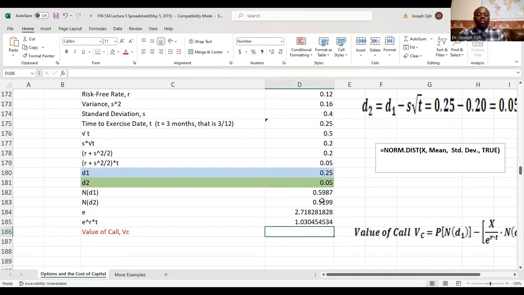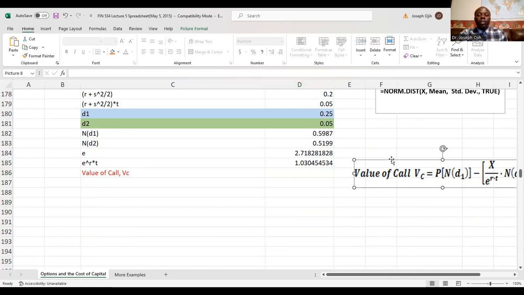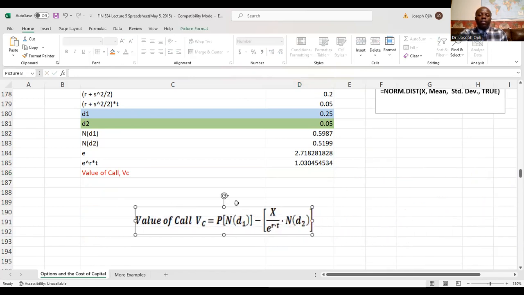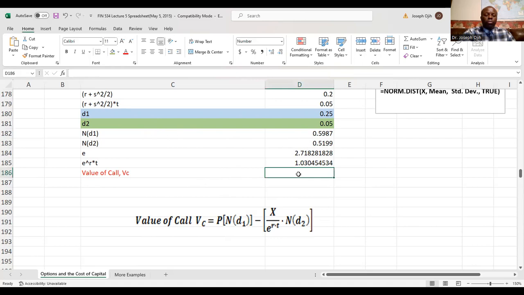So with this now, we can calculate the value of call. Let us be looking at the formula as we do it. Formula is P times ND1, which we have gotten here. Then minus, in parentheses, X, which is the strike price over E to the power RT, which we just got here as this, times ND2, which we already got. So let us find the value of the call option.